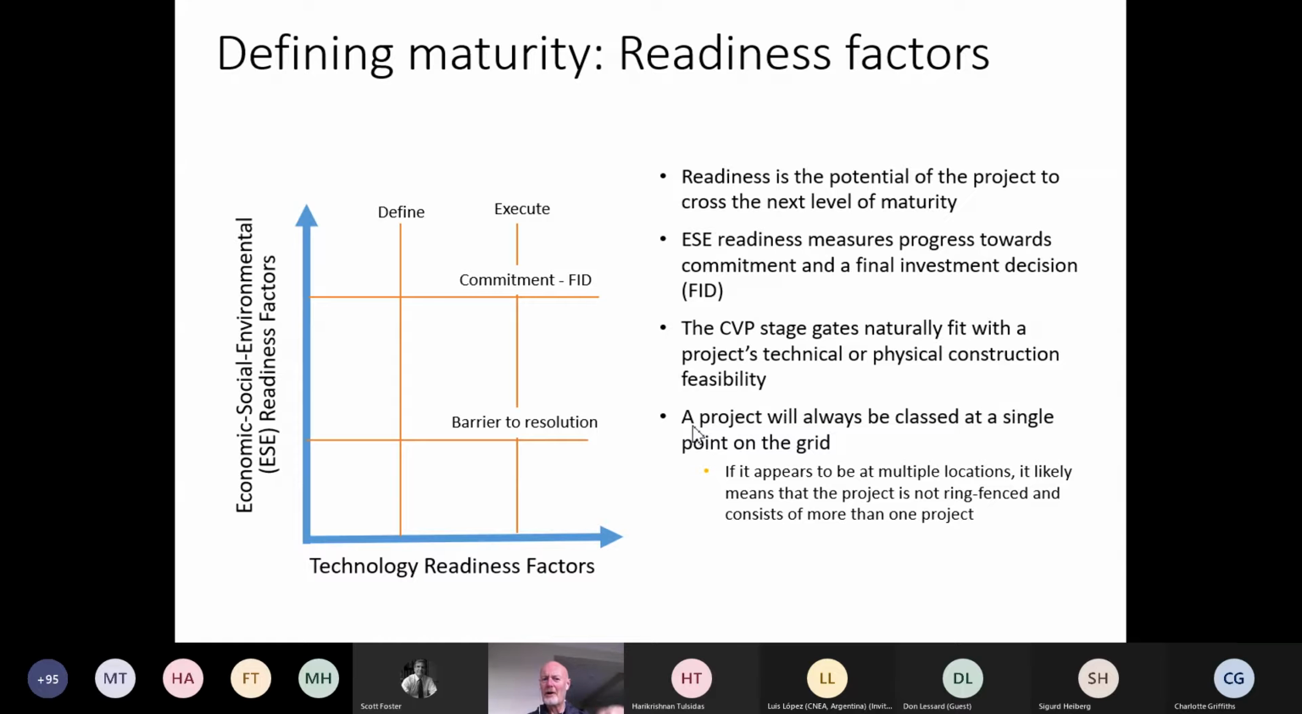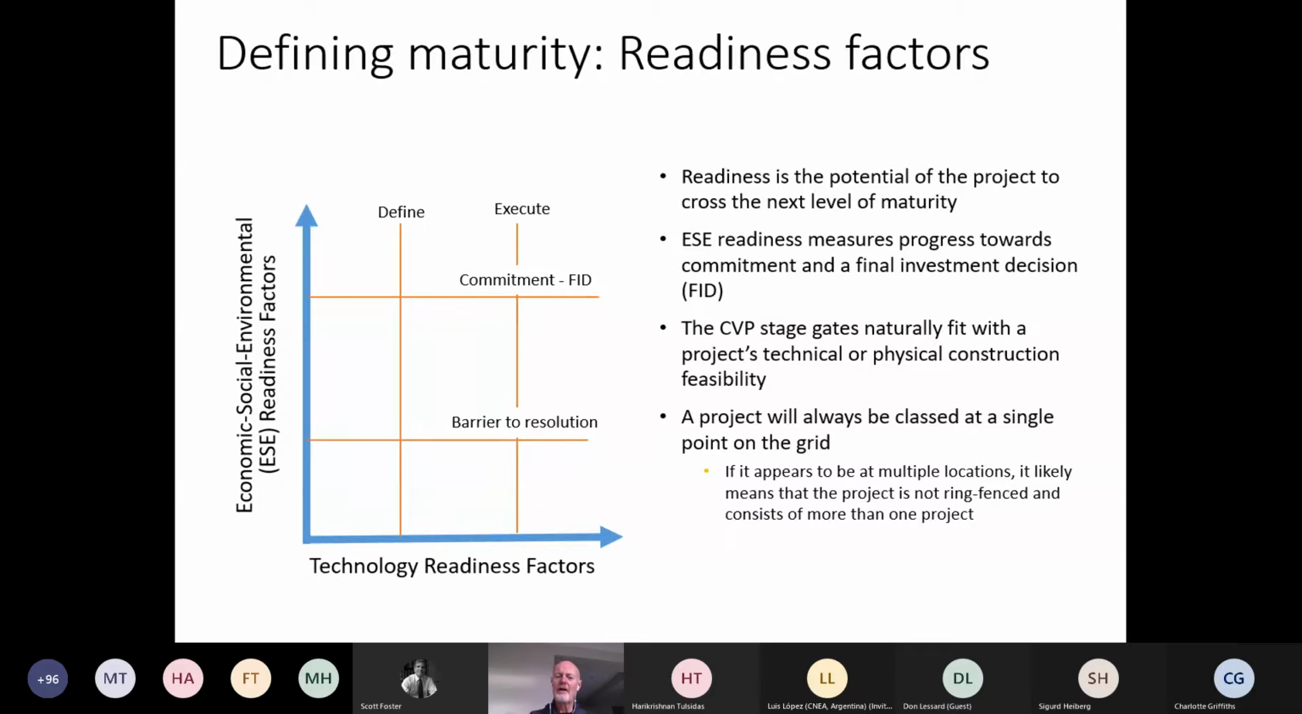So I've put a bar there at the top. So there's a threshold there of commitment that I need to get across. And I put a lower bar there saying that I have some barrier to resolution. So projects that sit below that are ones where there's a significant issue that needs to be overcome to be able to take that project forward. Those that sit in that middle band there are ones where I probably don't have a significant issue to come to resolution, but I haven't yet made the decision to make a final investment decision on progressing that project forward.